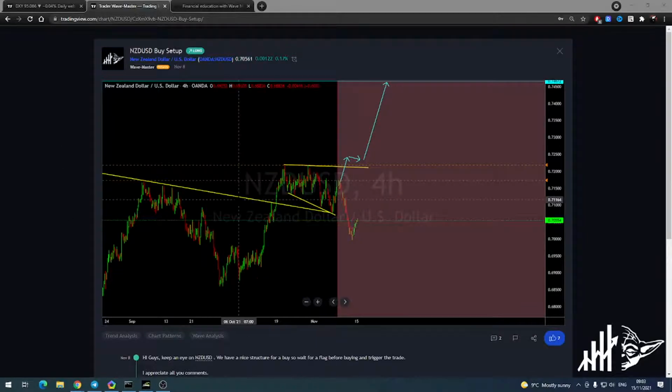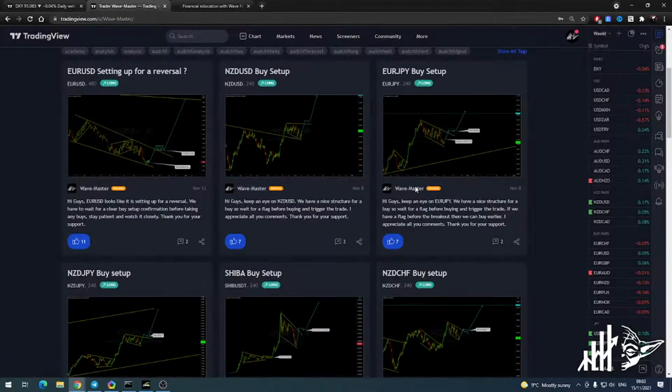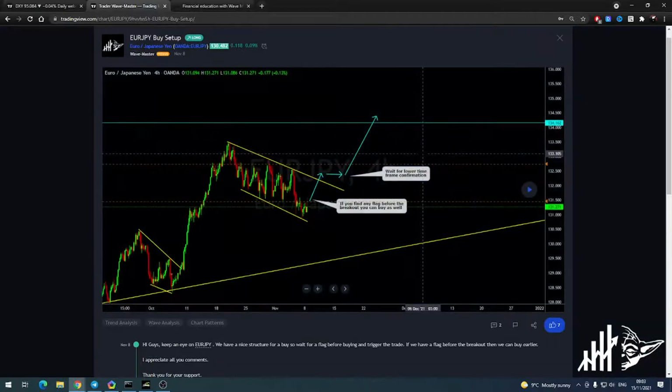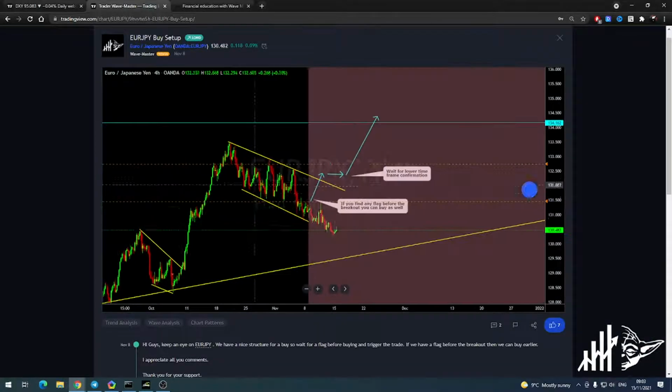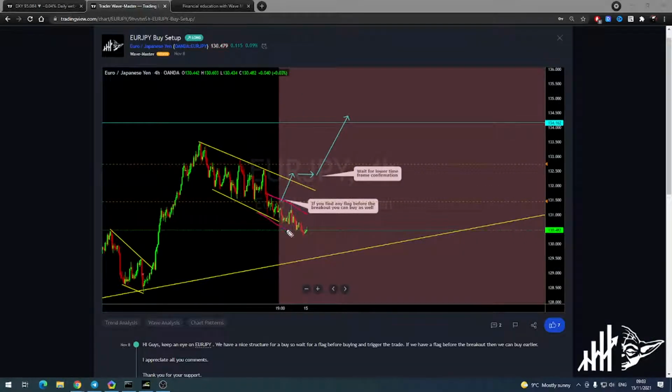So New Zealand USD, like I said, it's still there. The chart didn't change. Euro yen, what are we having there? Okay, it's still there. The setup is still there. It just went a little bit deeper. That didn't change the structure. We are still waiting for this correction and then the chart to push higher.